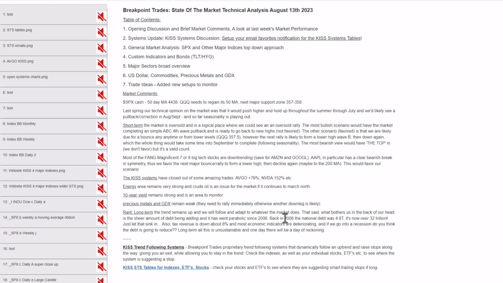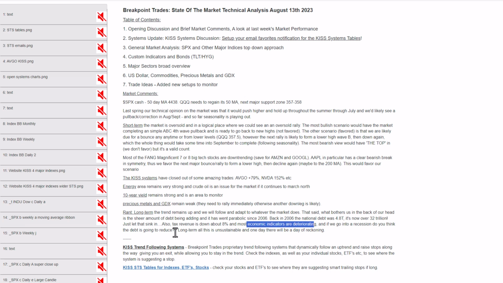So think about it, guys. Since 2006, 4.8 to 32 trillion. That's parabolic. That is unsustainable. Let that sink in. Also, tax revenues are down about 8% now, and most economic indicators are deteriorating. If we go into recession, do you think the debt is going to reduce? No, they add more debt during recessions.